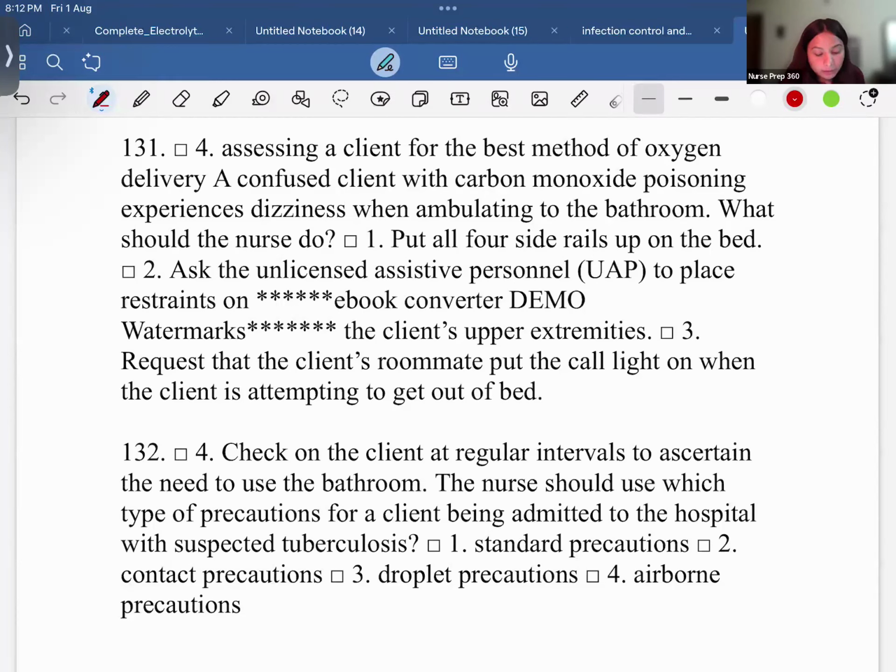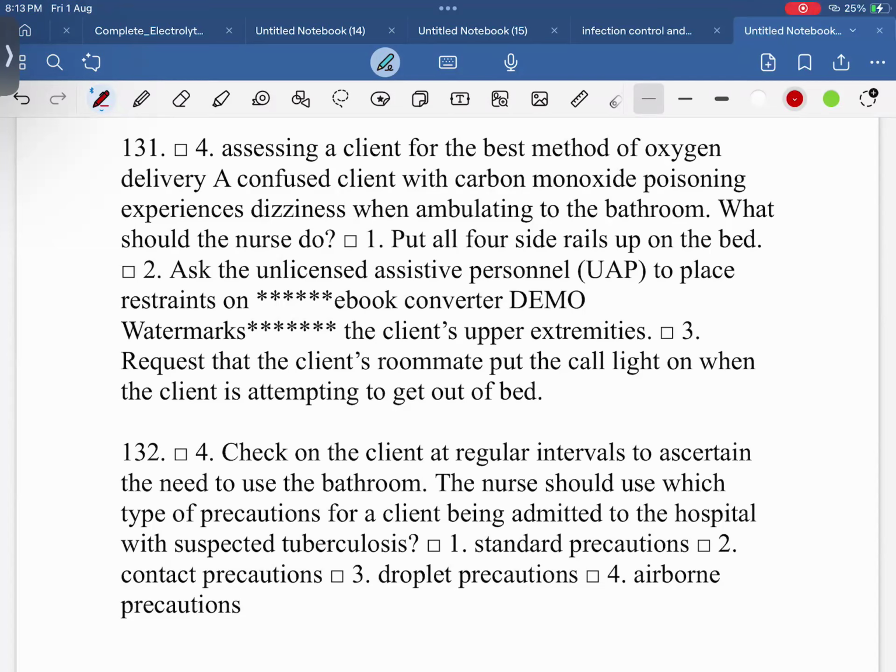Next, option number 2 says you will ask a UAP to restrain. Never, never, never. Restraint comes as an order. Restraint is a prescription. It needs to be prescribed by your doctor and done by an RN. So you will never restrain. Confused clients are not restrained. Combative clients are restrained.